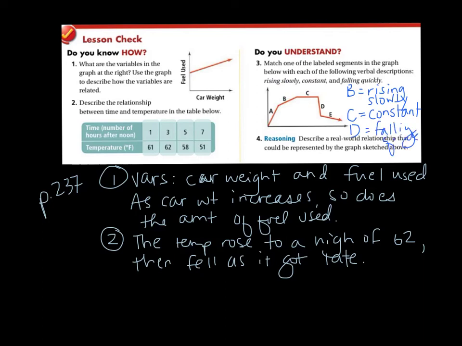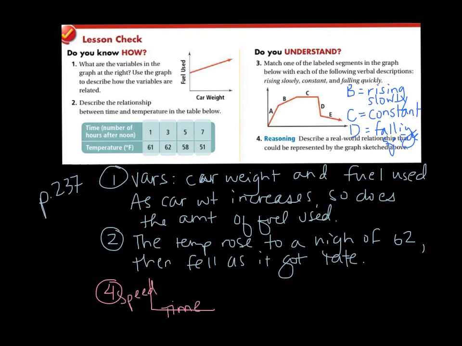Okay. What could be a real-world situation represented by the graph sketched above? So that's the graph in number 3. Okay, so that's number 4. What could that actually be? Well, that could be my speed on the way to work. So we could have, this could be time down here on the X, and this could be speed.